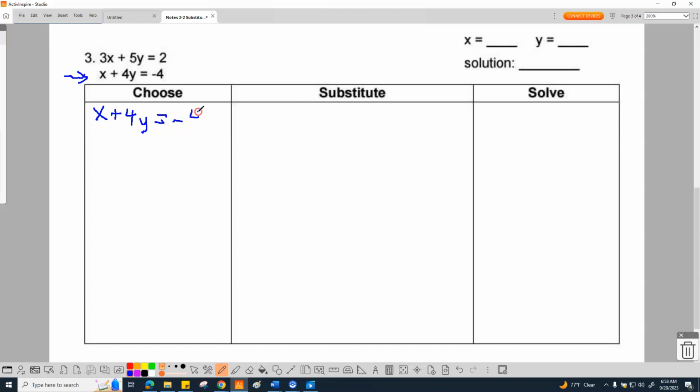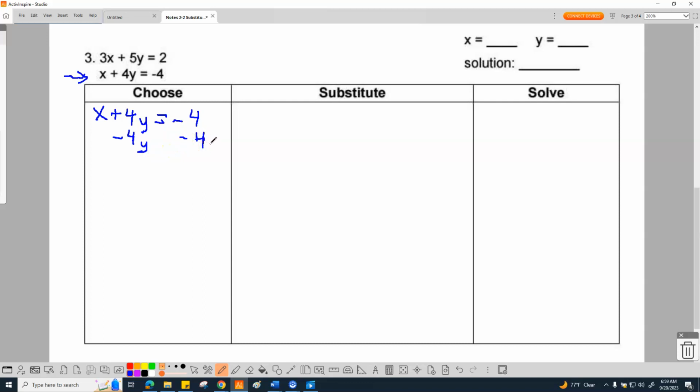What does that mean? Well, I want to get this x by itself. Could I choose to get the y by itself? Yes, I could, but it'll introduce some weird things we don't want to deal with, like dividing by 4 and fractions and all that. So I'm going to pick the easiest thing. Since this x is already by itself, I'm going to solve for x. So I'm going to subtract 4y on both sides. Subtract negative 4y on both sides.